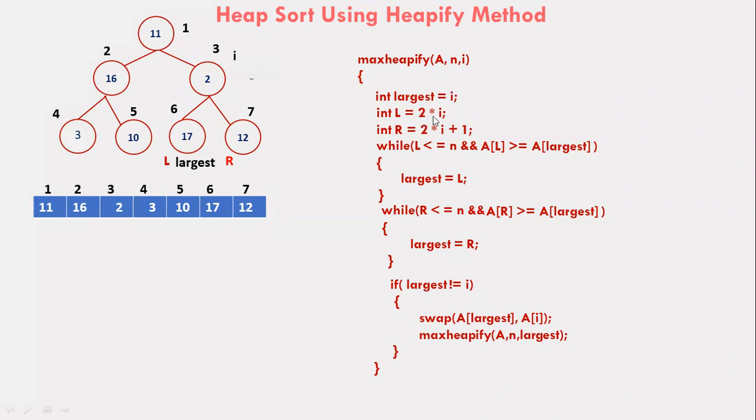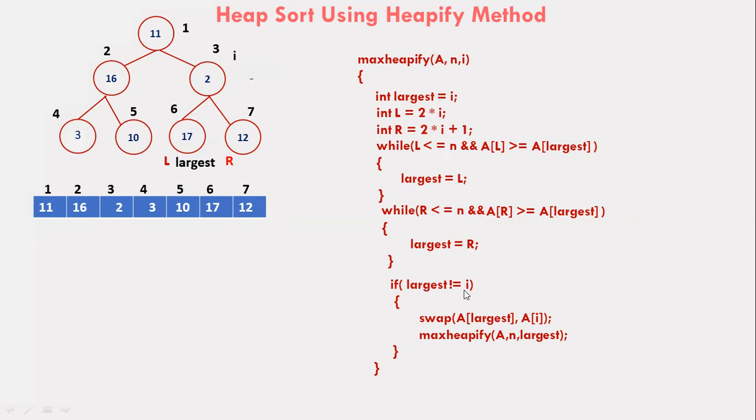L is equal to 2 into 6, that is 12. R is equal to 2 into 6 plus 1, 13. But here 2 into 6, that is 12. 12 is less than or equal to 7. The condition is false, so it will not enter into this loop. 2 into 6, 12, plus 1 is 13. 13 is less than or equal to 7. That condition is also false, so here also it is not satisfied.